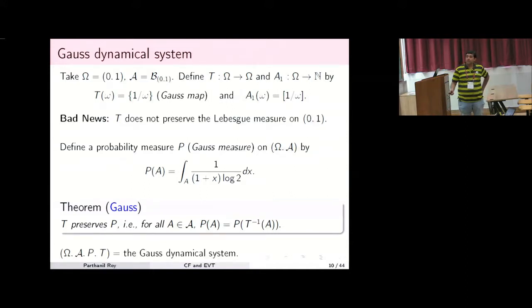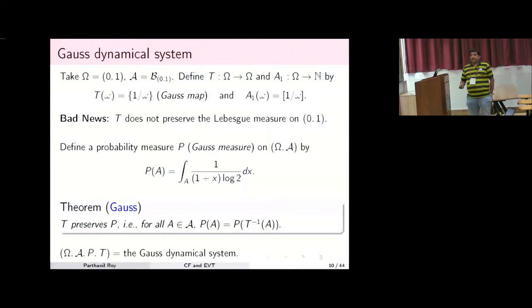By the way, any measurable space, any measure space, in this case probability measure space, with a measure preserving transformation, this quadruple in ergodic theory is called a dynamical system. In this case, it's the Gauss dynamical system. It's a very important dynamical system. I'll try to convince you towards the second half or third quarter of the talk. Okay, so is this notation clear? The most natural measure is not preserved, and hence we go for a slightly unnatural measure, but not so unnatural. After all, Gauss thought about it.